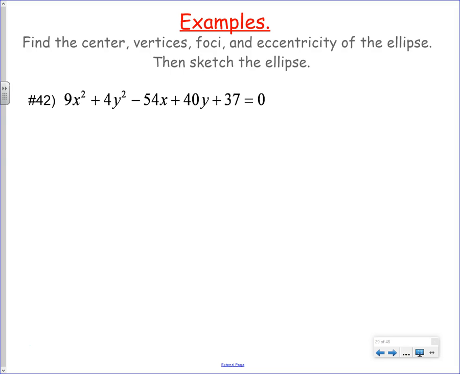Okay. How do we get there? Mathematically, how are we going to accomplish the task being given to us of, yes, you're right, find the center, vertices, foci, and the eccentricity, and sketch. How do we get there? Put it in standard form. So we have to remember, what does standard form look like? Well, this is standard conic form.